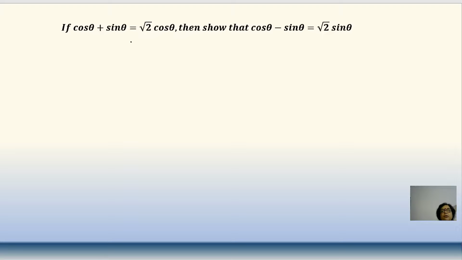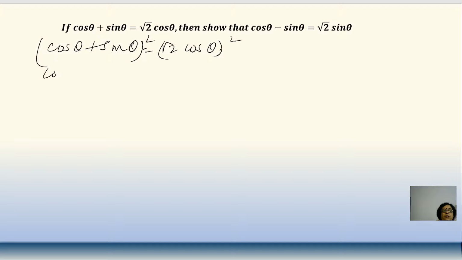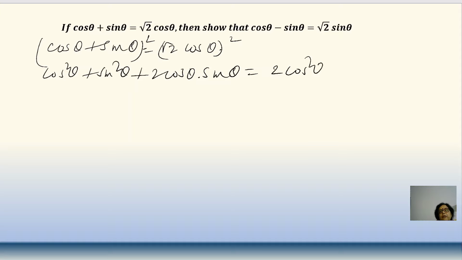Next question is, cos theta plus sine theta is root 2 cos theta. Then show that cos theta minus sine theta is root 2 sine theta. So here in this, we start from what is the given fact or data. Cos theta plus sine theta is equal to root 2 cos theta. So here we will square this given fact on both the sides. So squaring both the sides, we'll get here cos square theta plus sine square theta plus 2 cos theta into sine theta is equal to 2 cos square theta.